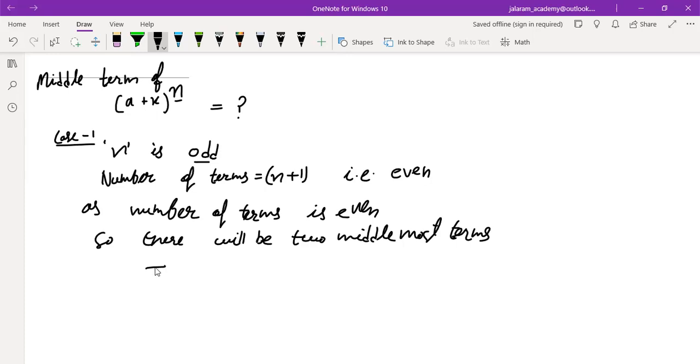And how will we find that? The first one of them will be when we divide this n plus 1 by 2, as we divided 6 by 2. And the next will be obtained when we add 1 to this. So how to find T_((n+1)/2) and T_((n+1)/2 + 1)? We will use the formula of the nth term only. So let's make it clear by using an example.